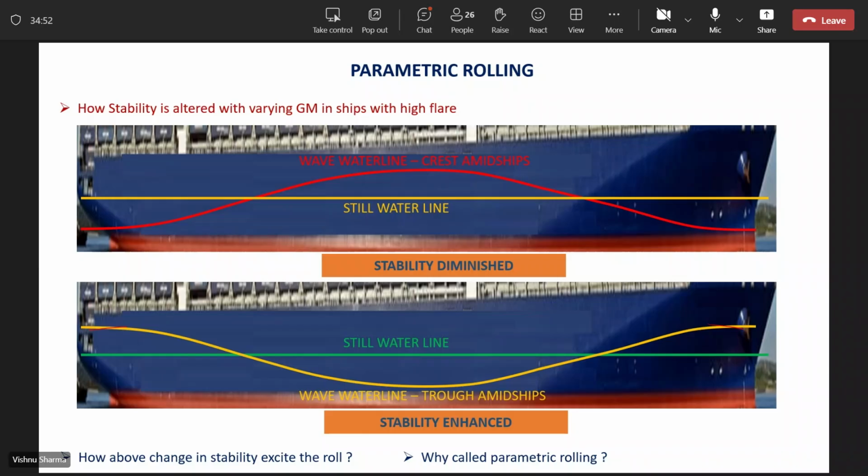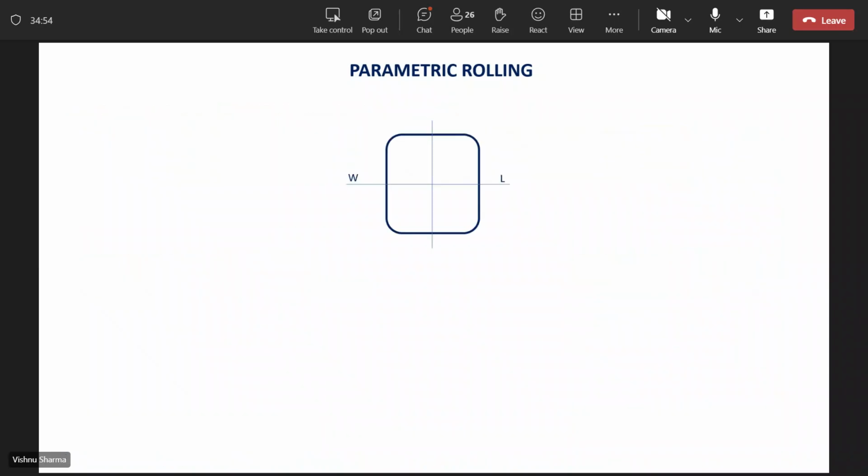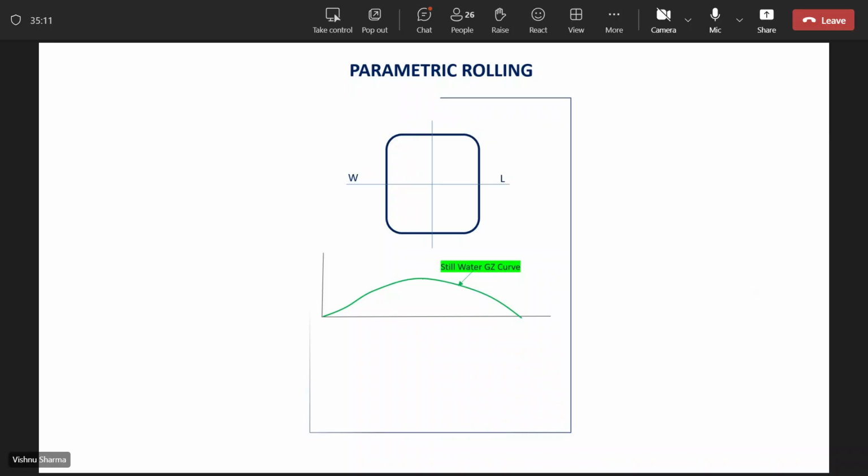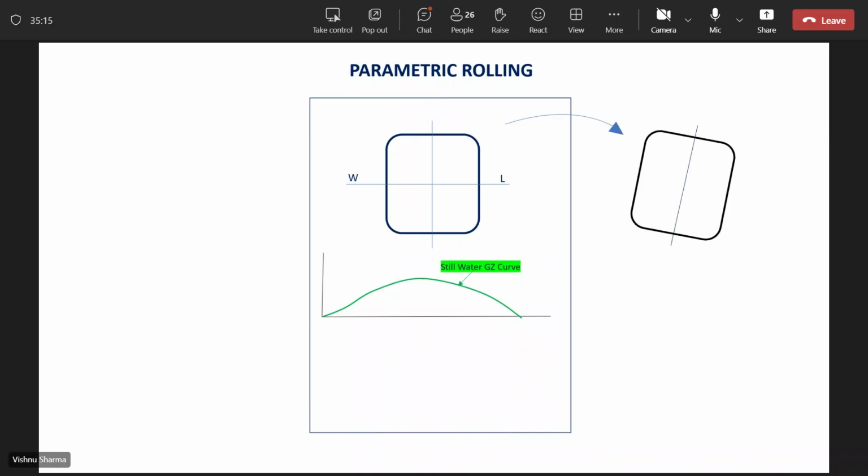So how does the wave change the stability? Let me just show you more. I have done a lot of it actually with you. Let us say the vessel is in upright condition like this, and this is her GZ curve in calm seas, the static GZ curve, the still water GZ curve. Now let us say the vessel rolls to starboard by itself.